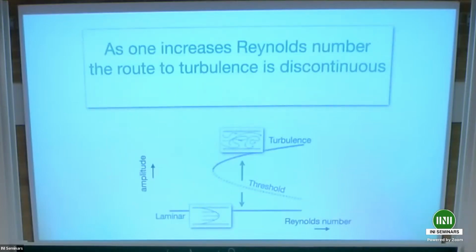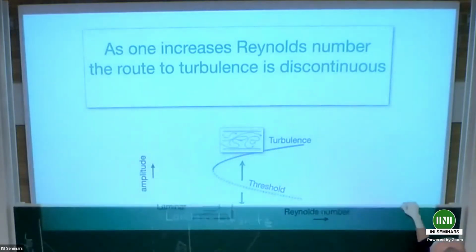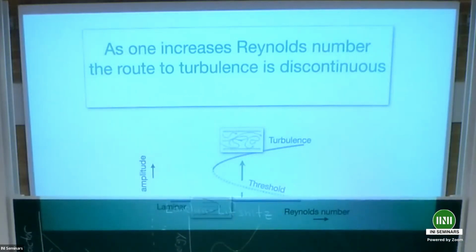Okay, what's the next thing? And so this leads to the idea that here, unlike the Taylor-Couette, the Gollub-Swinney sequence of transitions I showed you, we have this discontinuous route to turbulence. And that's where I'm going to go back to this.